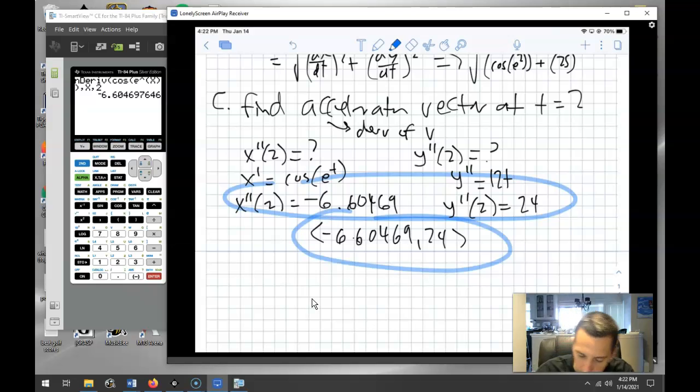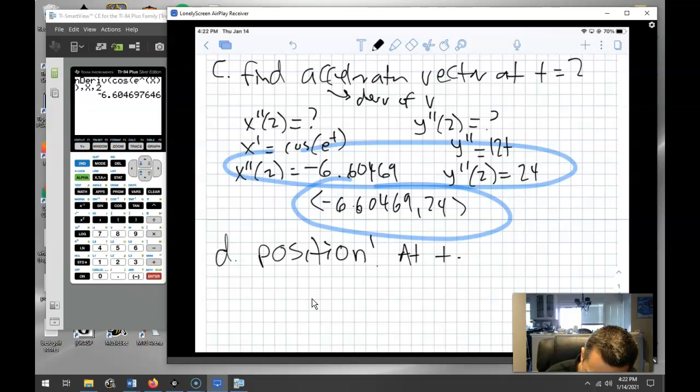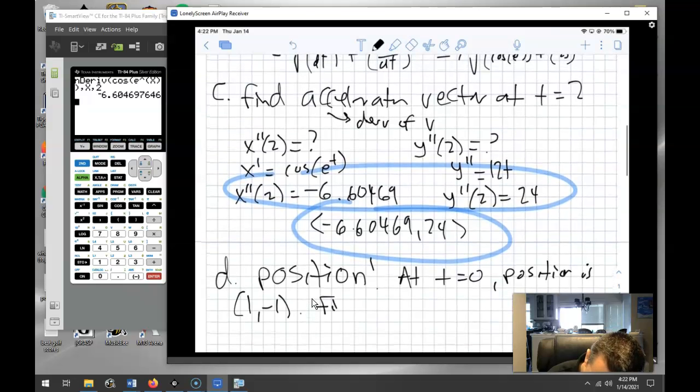Next thing in this problem that we're going to do, and we have not talked about this before, is position. But the strategy of this, of course, is going to be very similar. So let's say I tell you at t equals 0, the position is 1 comma negative 1. And then I'm going to ask you to find the position at t equals 2.